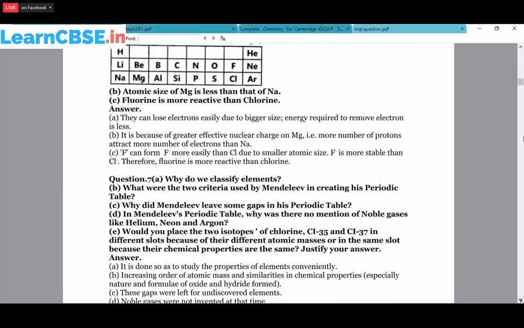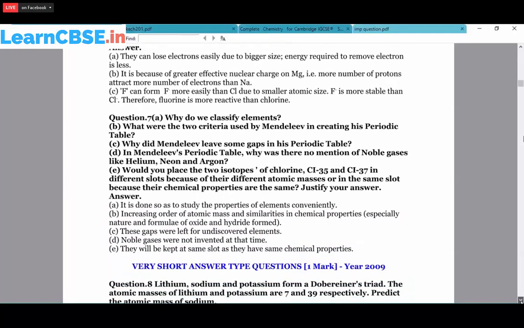Question number 7. Why do we classify the elements? It is done to study the properties of the elements conveniently.